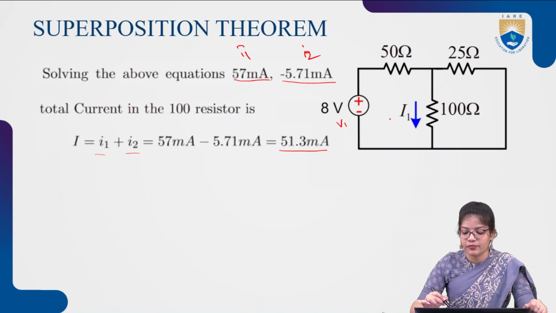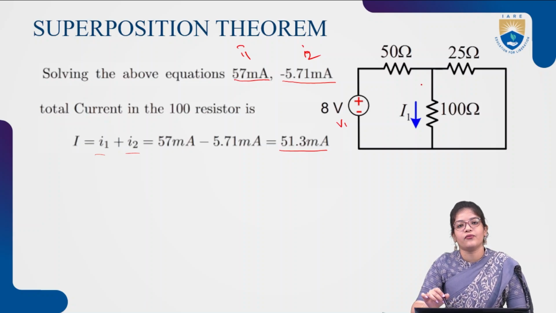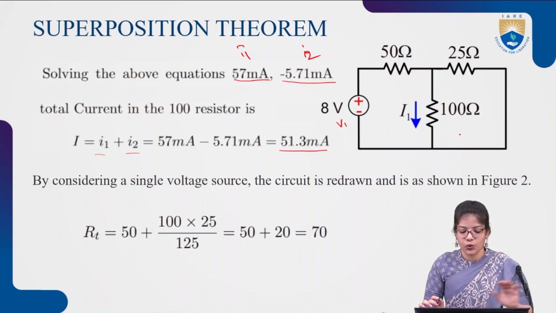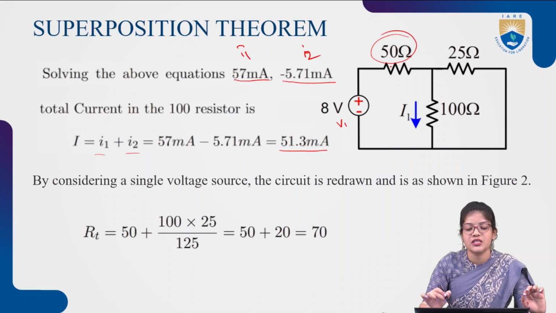In the second step, first we calculate the resistances. As there is only one source, it is easy to calculate. First we calculate the total resistance of the circuit. By considering the single voltage source, the circuit is redrawn as shown in the figure. Then we calculate R total. Here is the 50 ohms, and these two resistances are connected in parallel.